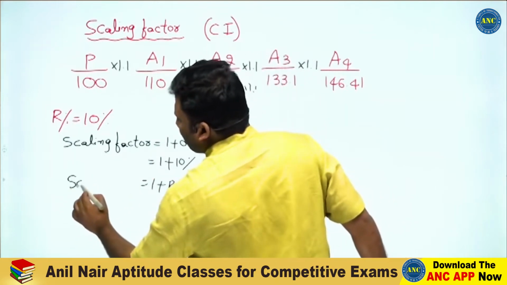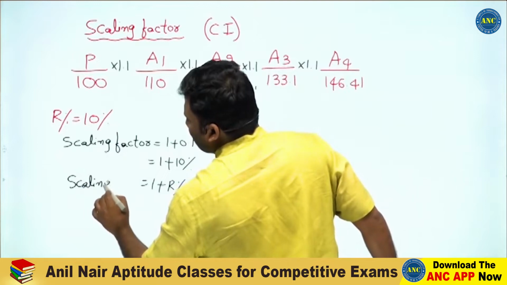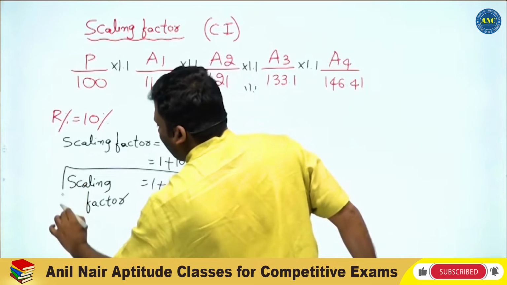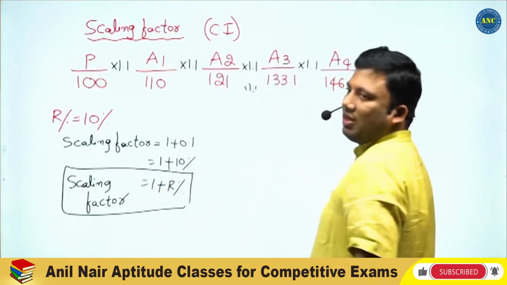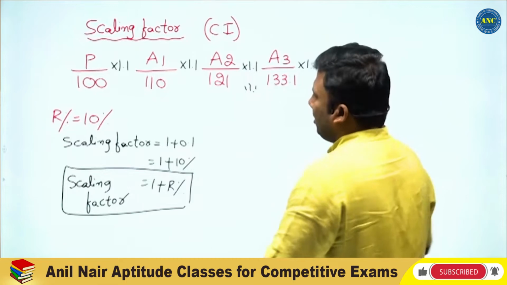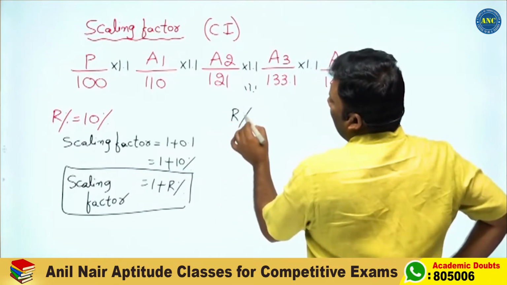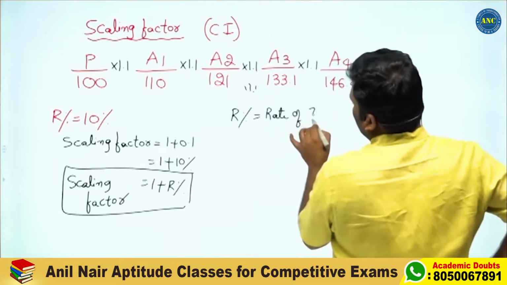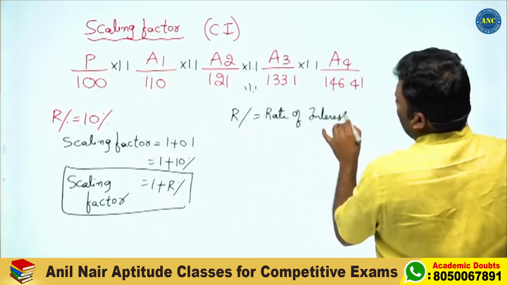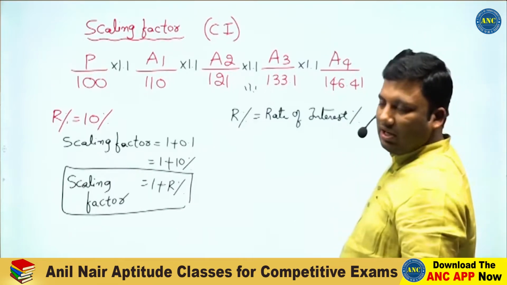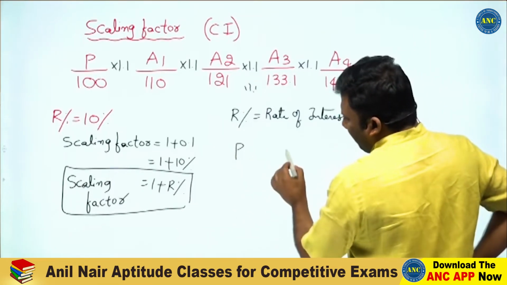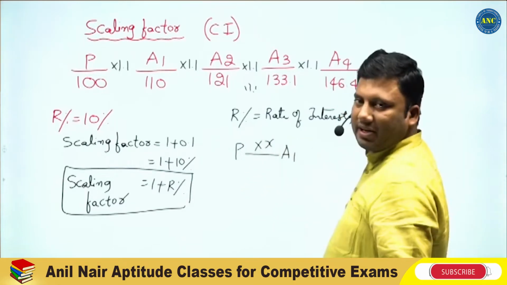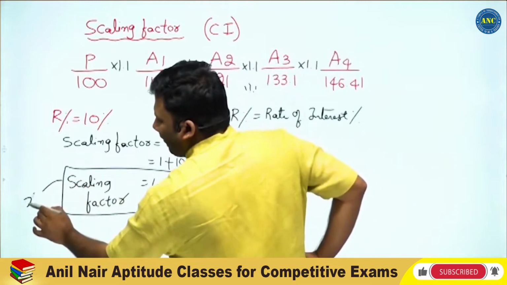So from now onwards, I will use the concept of scaling factor. Scaling factor is given by 1 plus R percentage. R percentage denotes the rate of interest percentage. That means if it is P, the amount after first year, I have to multiply by X. X I am calling it the scaling factor.